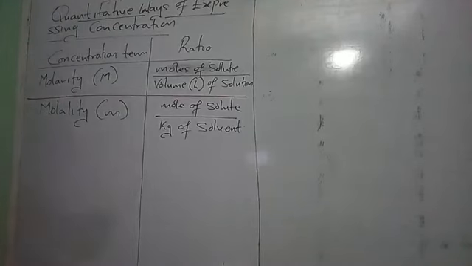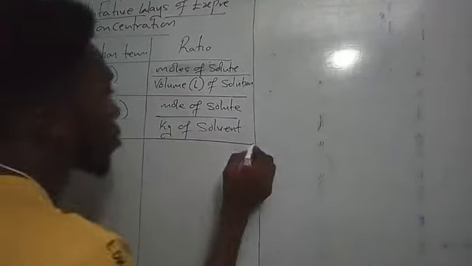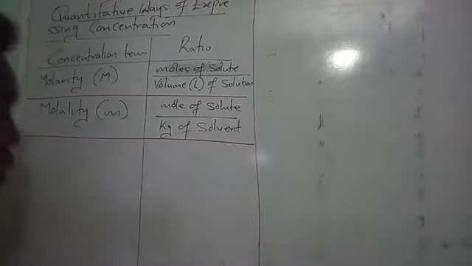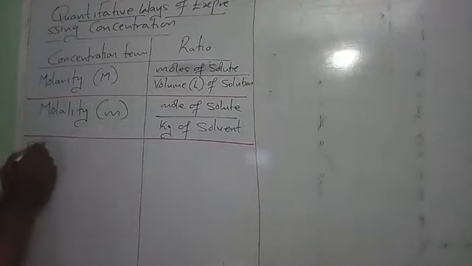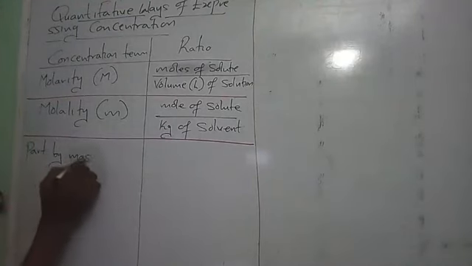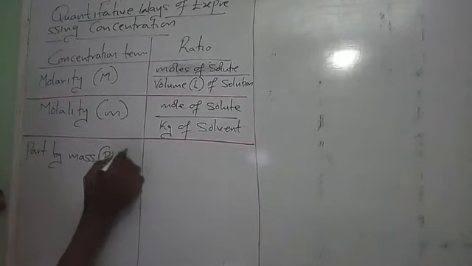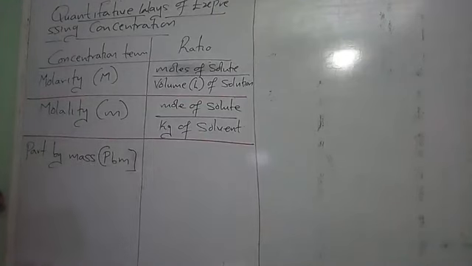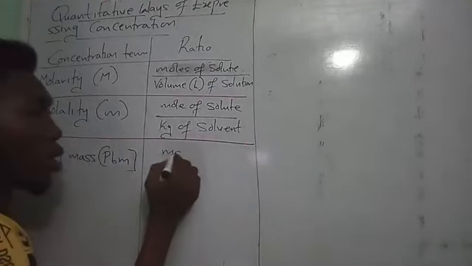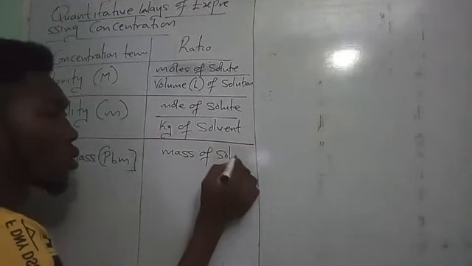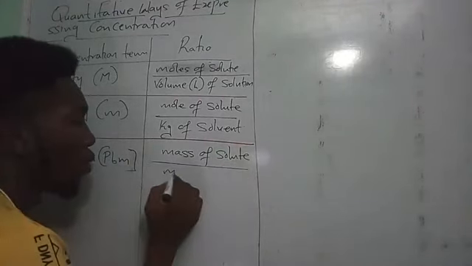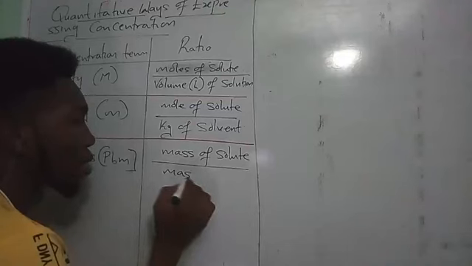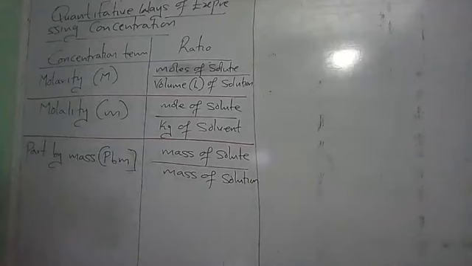The next one I'll talk about is part by mass. They can tell you to look for the part by mass of a substance. That's what you call PBM. And when you say part by mass, you're talking about the mass of solute over the mass of the solution.